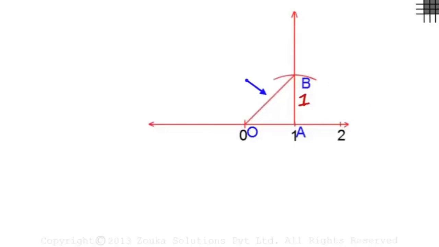This length OB is root 2 units. And that is the length we need on the number line. So we keep the compass on point O, take length OB and cut an arc like this. That gives us length OC as root 2 units.